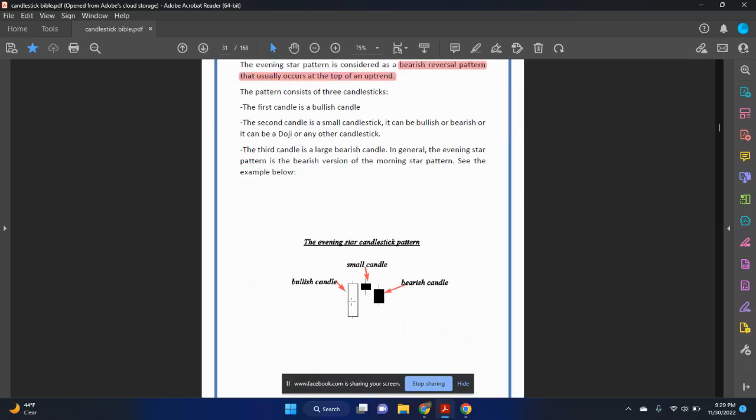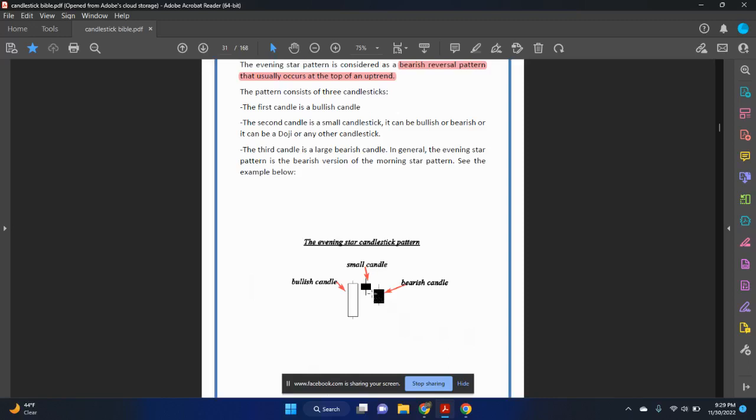The first candle is the bullish candle. The second candle is a small candlestick. It can be bullish or bearish. It doesn't matter the color. Or it can be a doji or any other candlestick. And then the third candle is a large bearish candle.